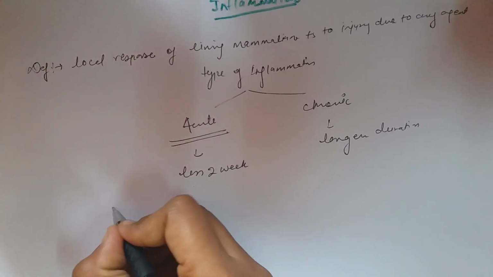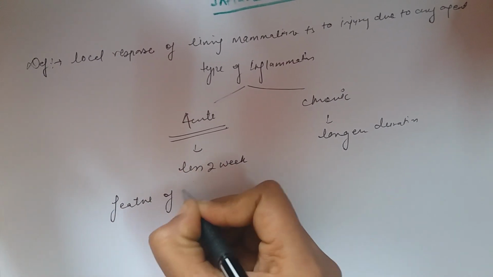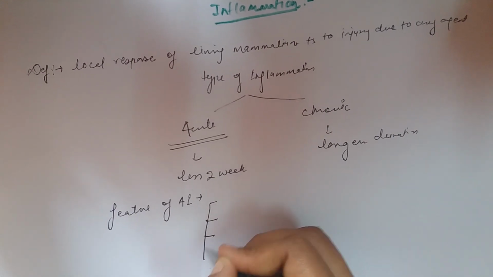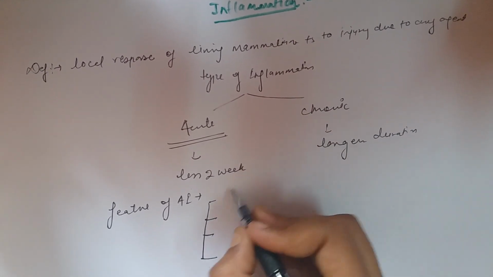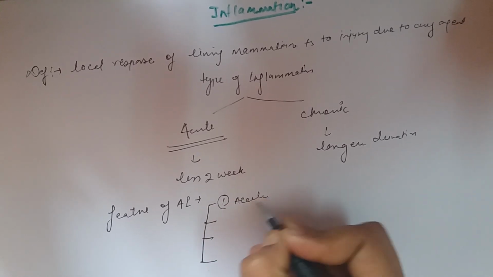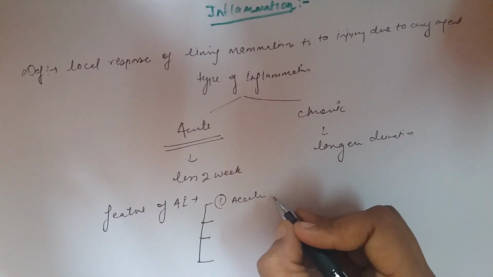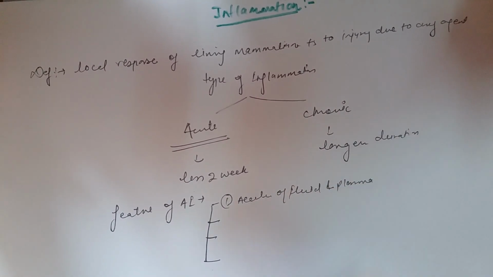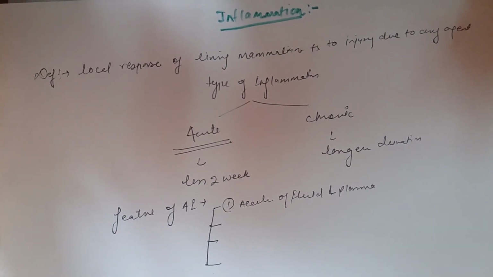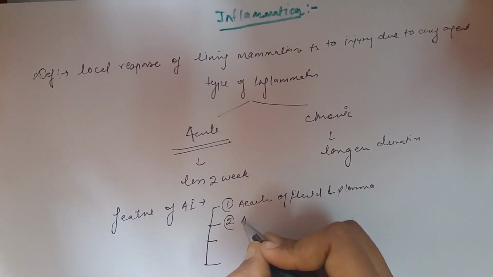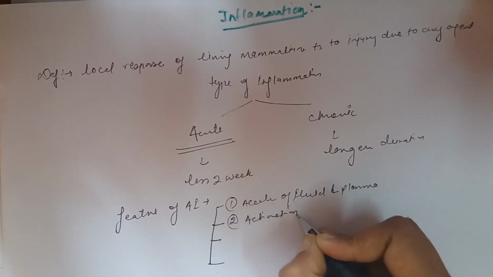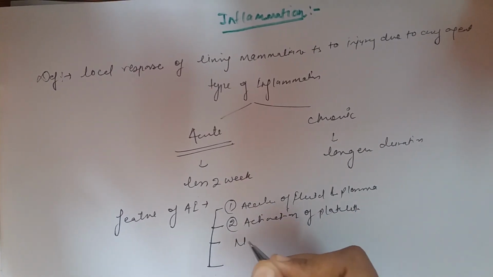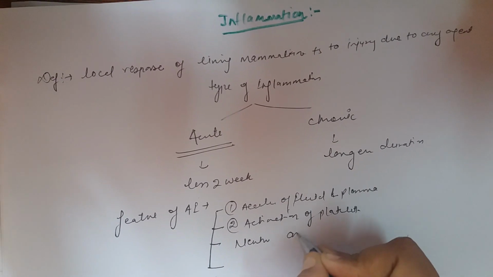Now we'll discuss the features of acute inflammation. There are many features. First of all, accumulation of fluid and plasma at the affected site. Second is intravascular activation of platelets. Third is that neutrophils are present as the inflammatory cells.